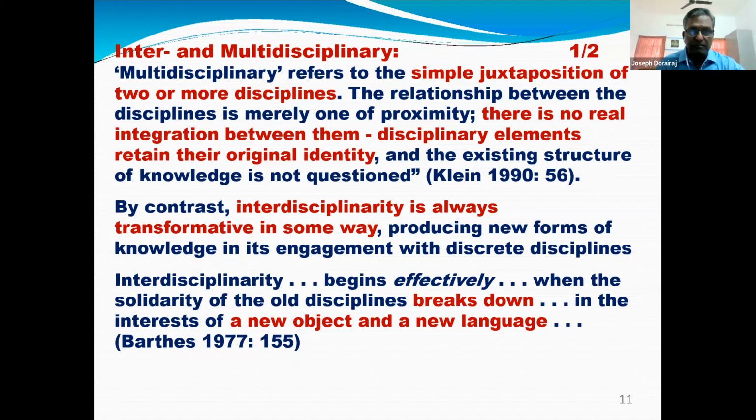On the contrary, interdisciplinarity is always transformative in some way or the other, and because it is transformative, it produces new forms of knowledge.